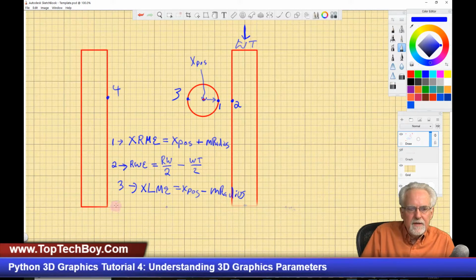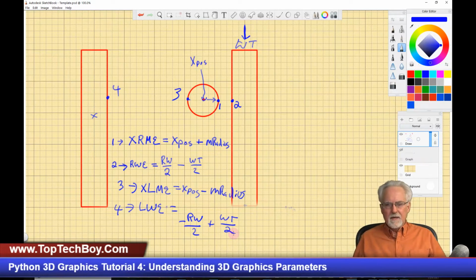So now I know where 3 is, and now what is 4 going to be? 4 is going to be the left wall edge, and it is going to be equal to minus the room width divided by 2. That is minus room width over 2, which would put us right here. But then I need plus what to get back over here? I need plus wall thickness divided by 2.